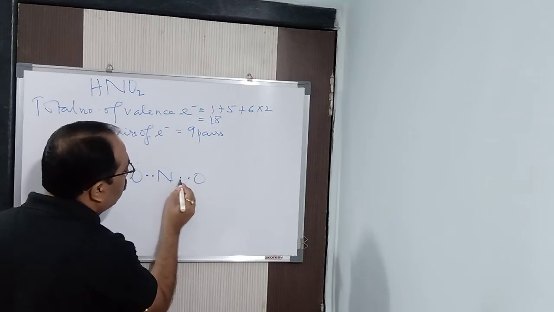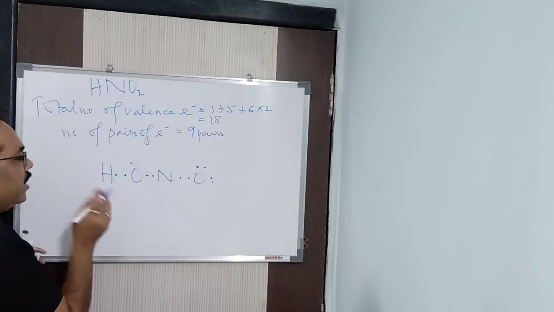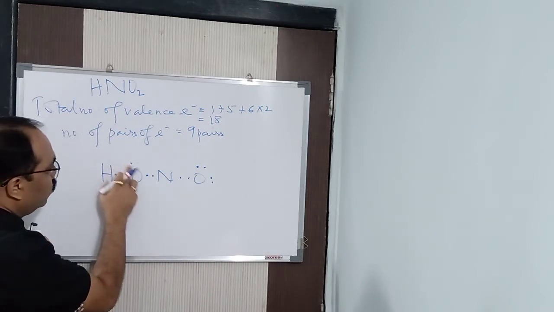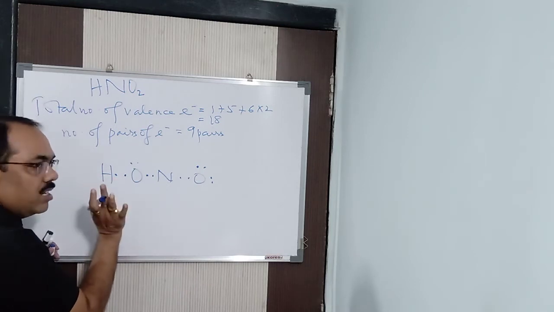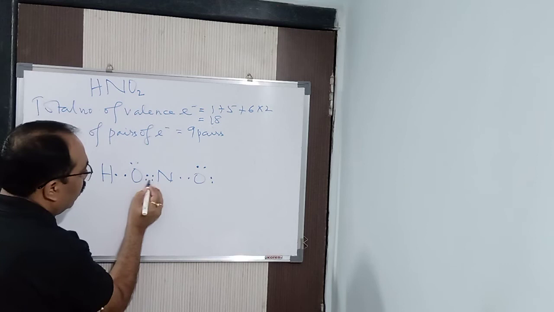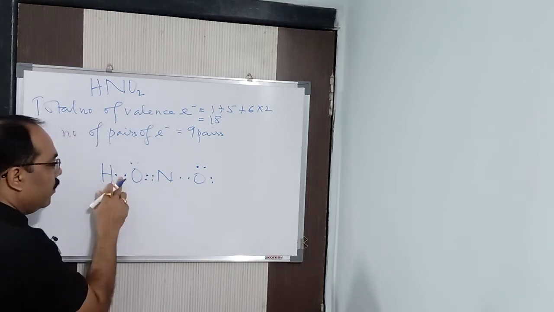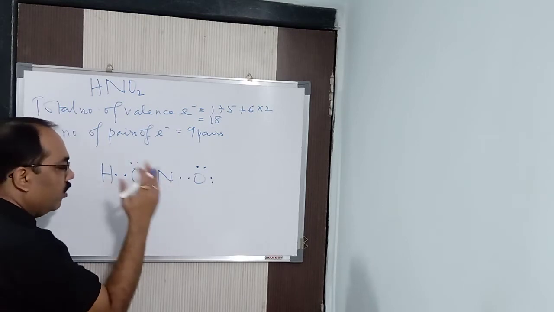Now here also let me put 1 pair of electrons, and here and here. Got it? Now let us see how many pairs I have arranged. 1, 2, 3, 4, 5, 6. Now only hydrogen is stable and none of the other elements are stable. So what will I do? Let me put 1 pair here. How many pairs do we have? 1, 2, 3, 4, 5, 6, 7. You count it, go on counting, then only you will come to know.